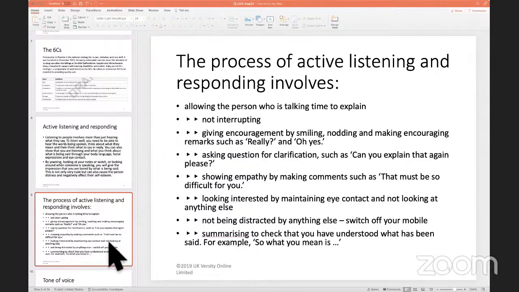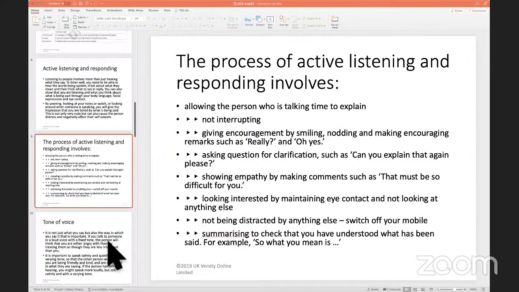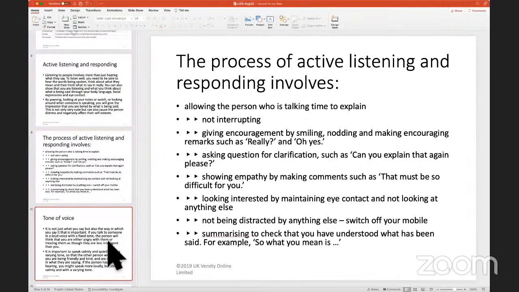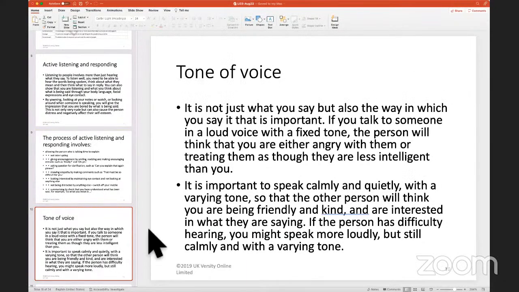And this is one of the key skills required to work within this particular sector. Now, tone of voice. Sometimes we hear this word, the tone of voice. Do you know what tone of voice is? If I say tone of voice, what is tone of voice?